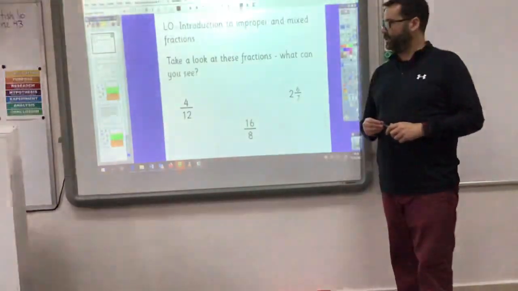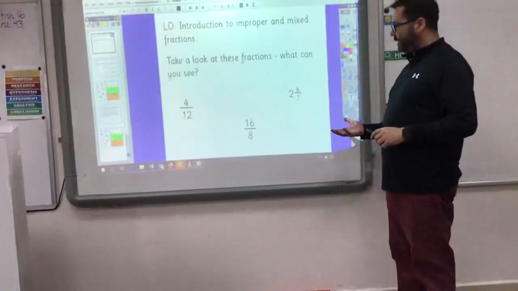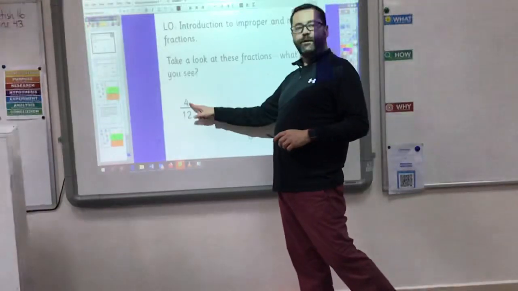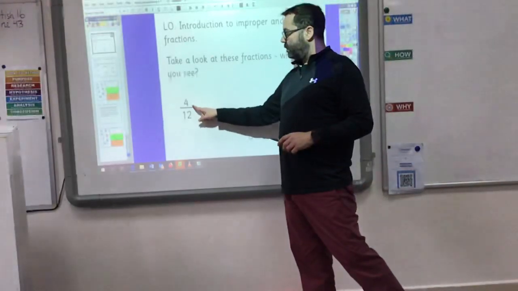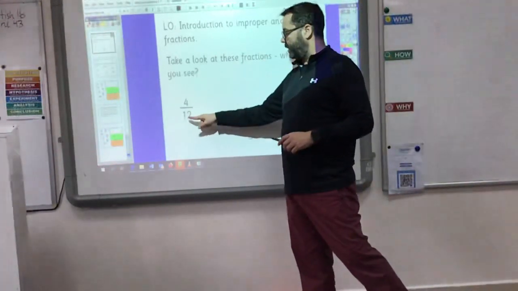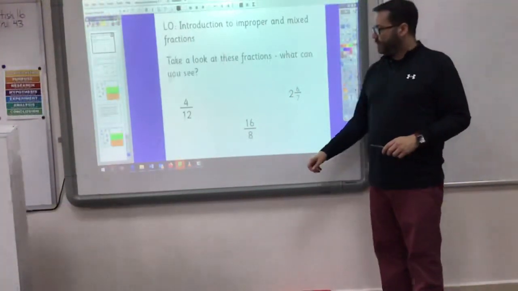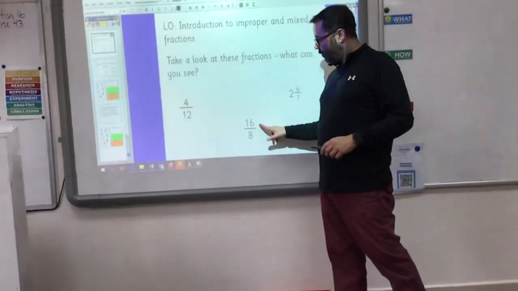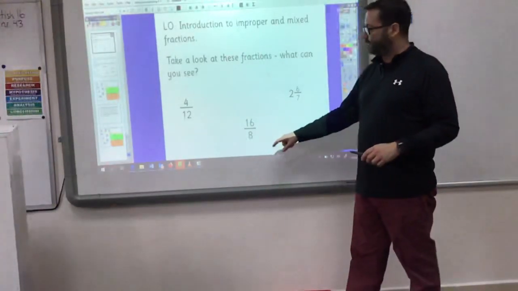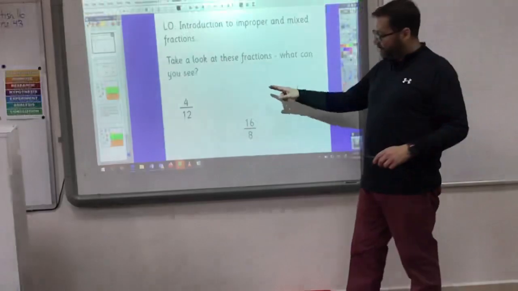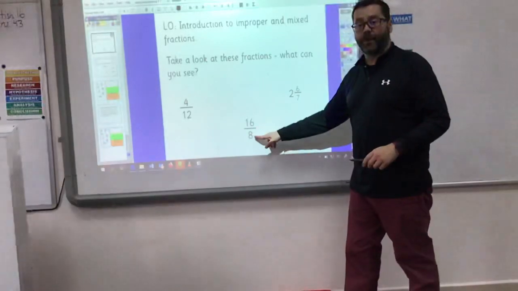Excellent. So, some of your observations would definitely notice that this fraction has the numerator 4 and the denominator of 12. This is 4 over 12, or 4/12. Now this fraction is a type of fraction that we've not seen before. This fraction is 16 over 8. It's an actual fraction, it's not a mistake, but it looks very different because as you've noticed, this numerator, 16, is greater than the denominator, which is 8.